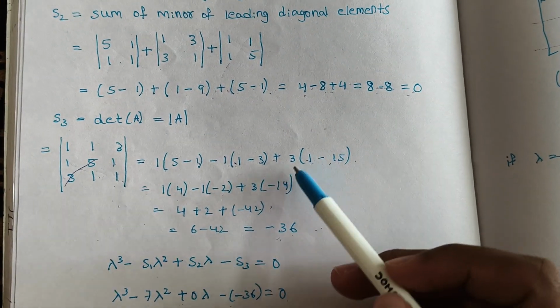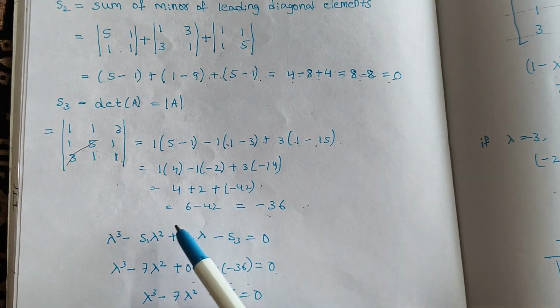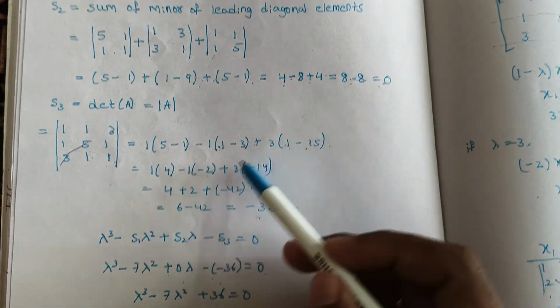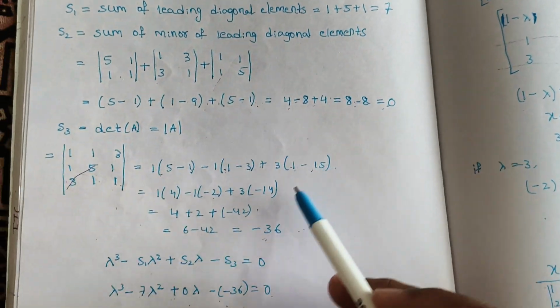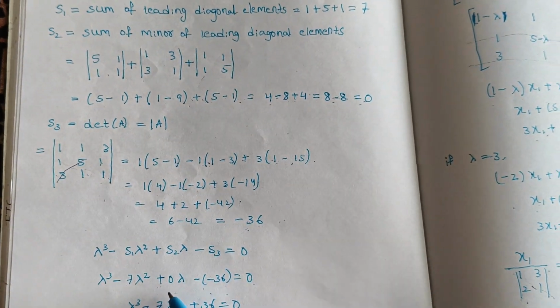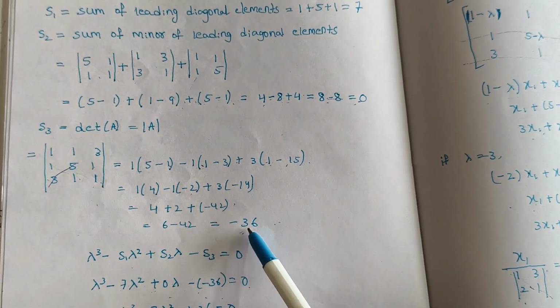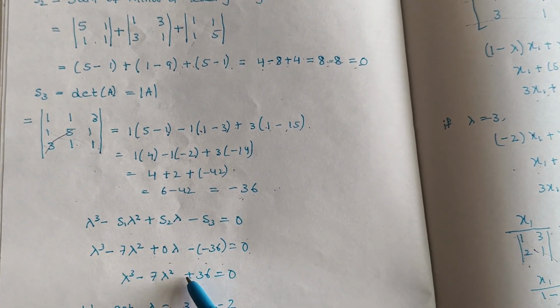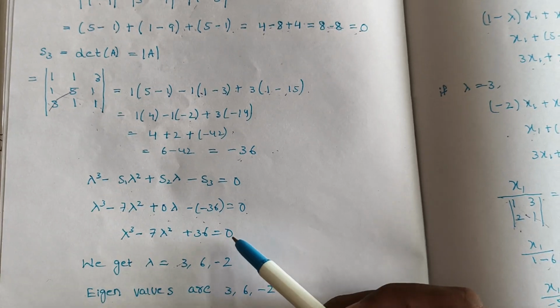We have to substitute S1, S2 and S3 in this characteristic equation. Lambda cubed minus S1, which is 7, lambda squared plus S2, which is 0, lambda minus S3, which is minus 36. Lambda cubed minus 7 lambda squared plus 36 equal to 0.